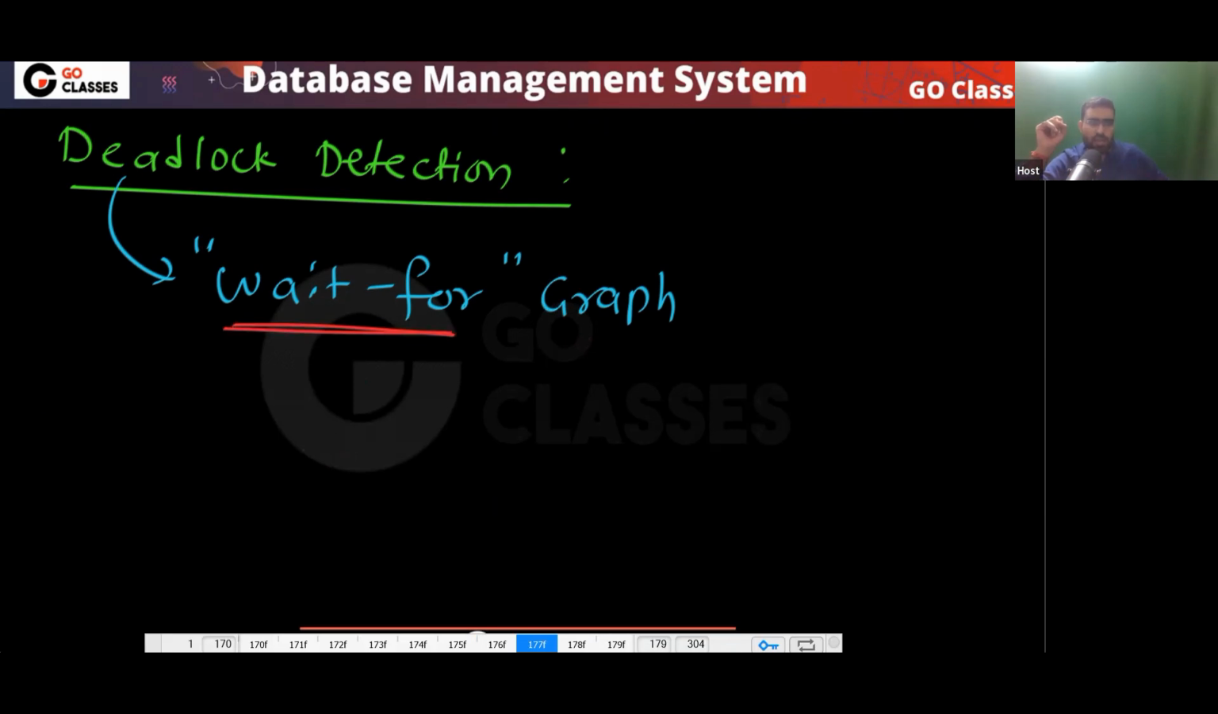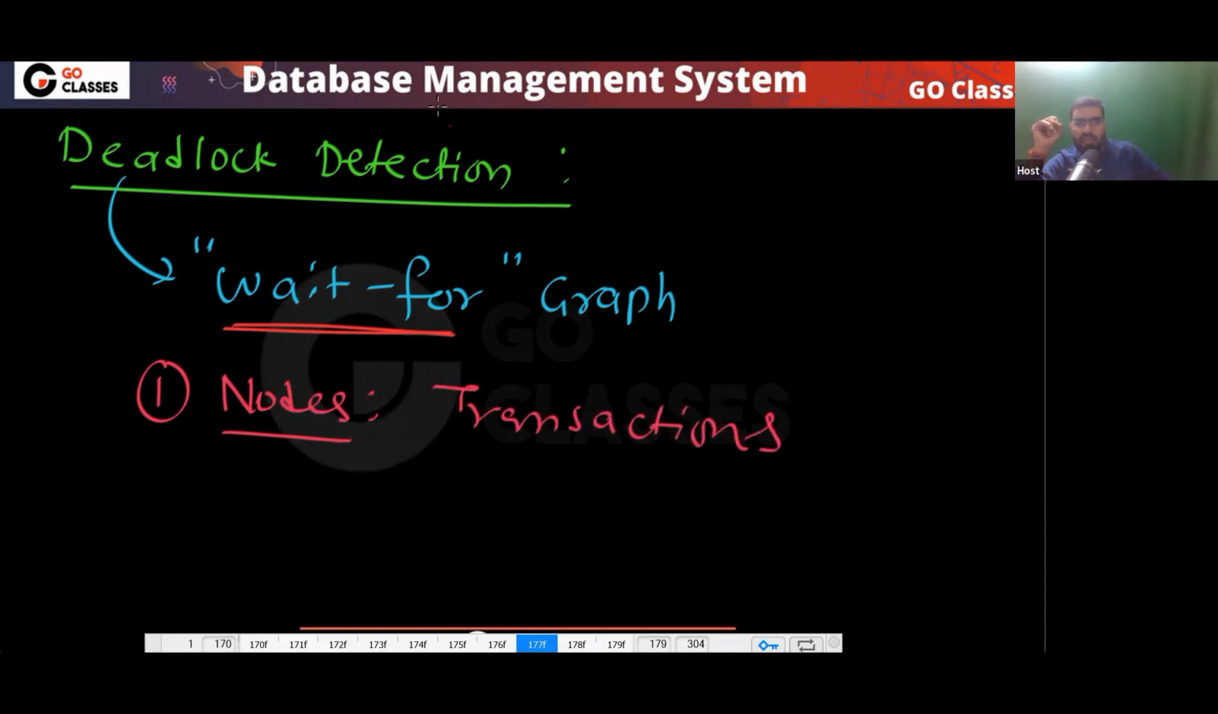In this graph, who are the nodes? Who are the vertices? The nodes are the transactions. Which transaction is waiting for whom? So these are the nodes.